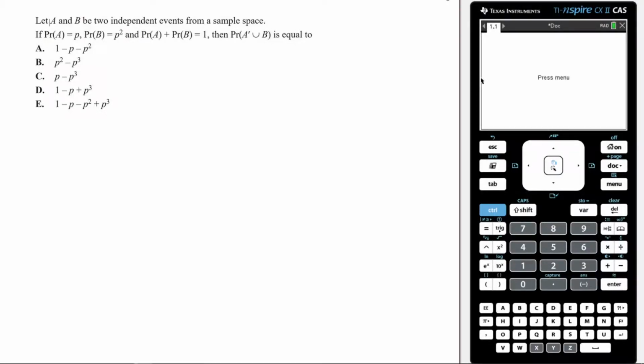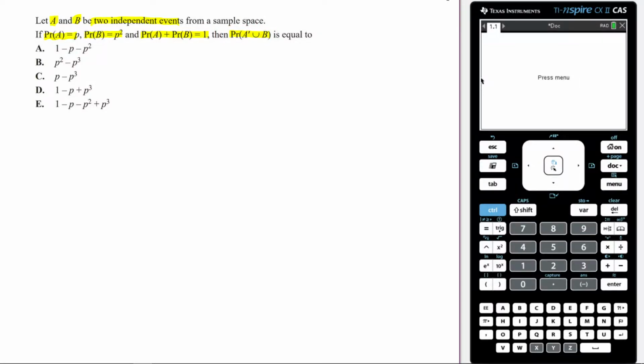We're going to answer this question here. What does it say? It says, let A and B be two independent events from a sample space. The probability of A is P. The probability of B is P squared. The probability of A union B is 1. The probability of A complement union B is equal to which?